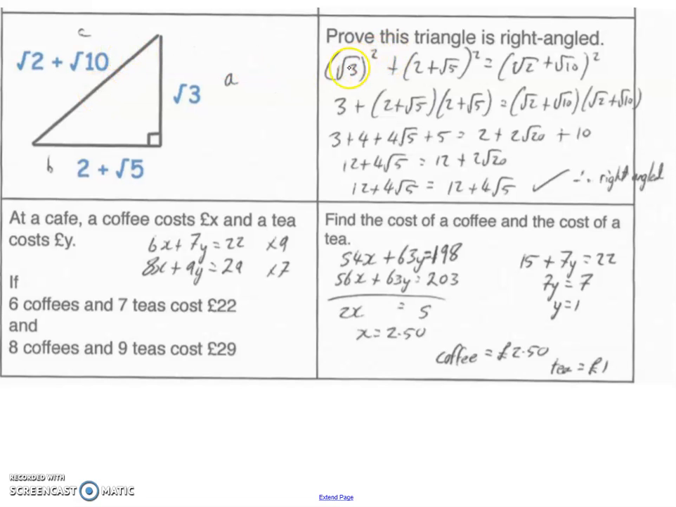Okay, so it's really important before you begin, you write it all out in terms of the steps you're going to do. So let's say side A is going to be square root 3 squared, and then this bracket, 2 plus the square root 5, all squared, equals the hypotenuse squared.